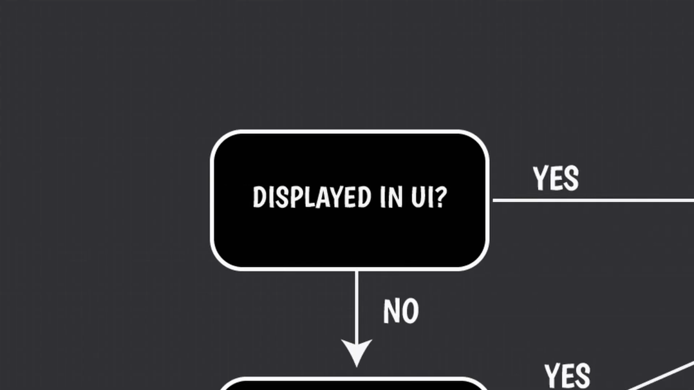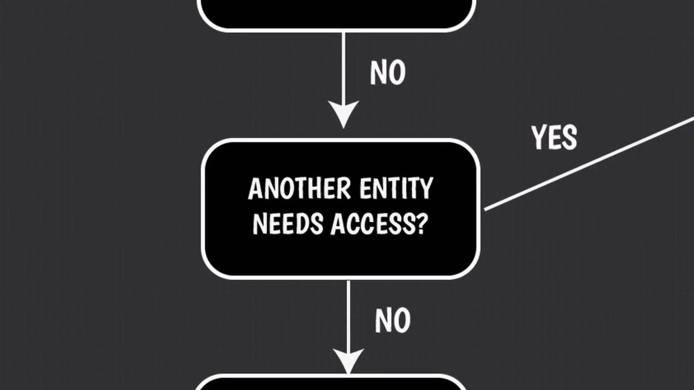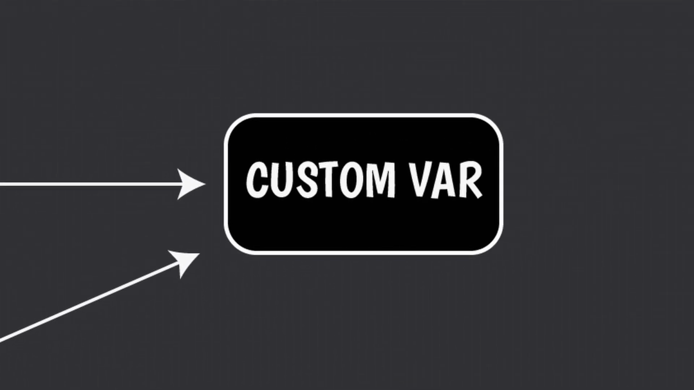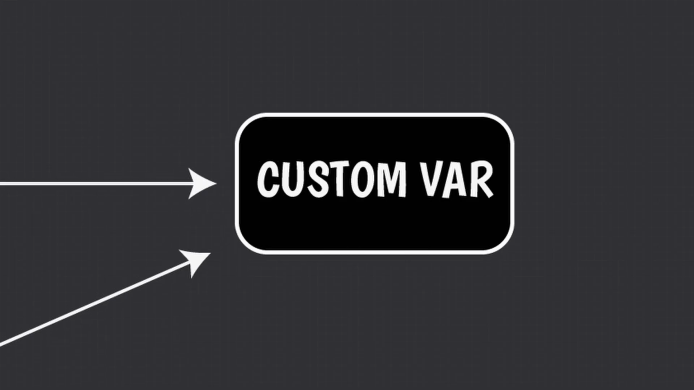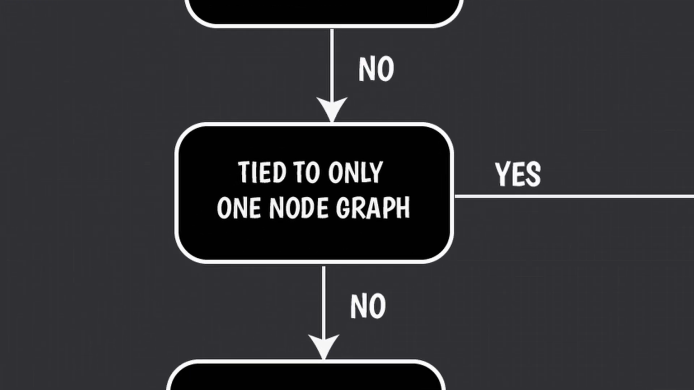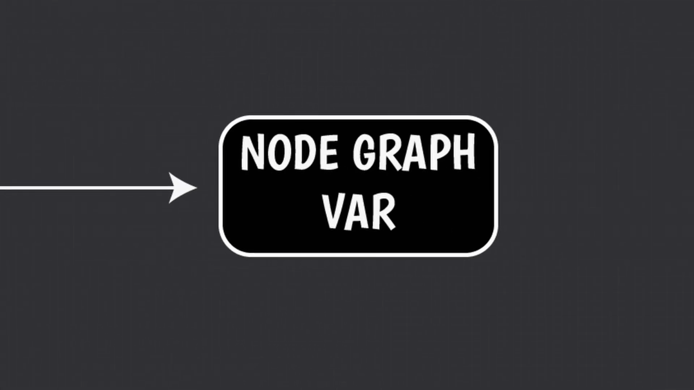So whether you should choose a custom variable or a node graph variable depends on your case. But I would say it's something like this. Do you need to show that variable in a nameplate or the UI? Does another entity need to read that data somehow? If so, custom variables, right. For everything else, if it's tied to one node graph, use node graph variables. By all means, custom variables are not bad. I just think they're overused.